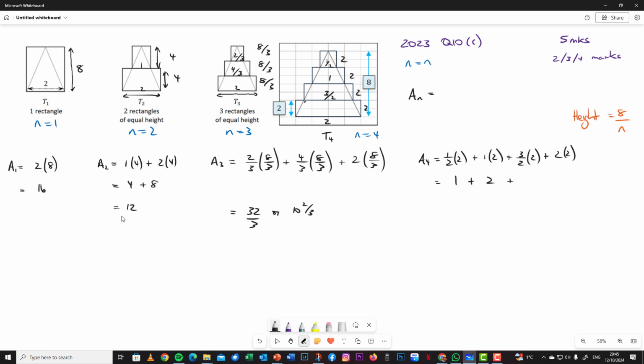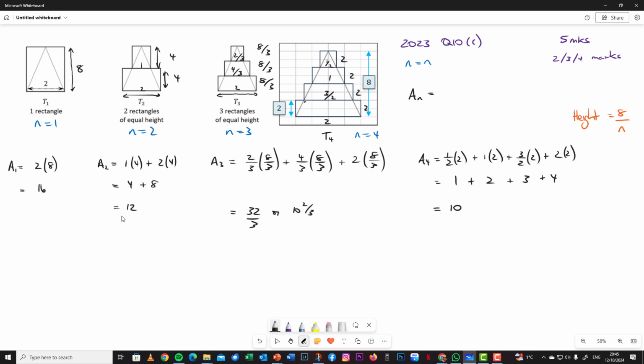3 over 2 times 2 is 3, plus 2 by 2 is 4, and that's 6 and 4 is 10. So it only goes down by another little bit. So the gap, or the amount that it's decreasing by, seems to be getting smaller. So we went from 16 to 12 to 10 and 2/3. The area of 4 triangles is 10.